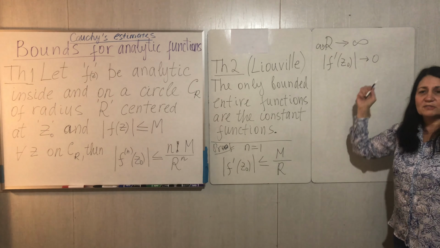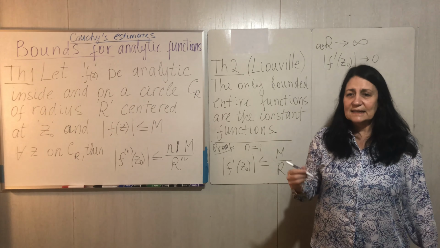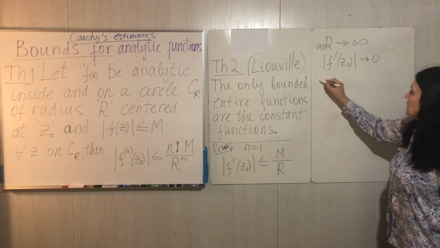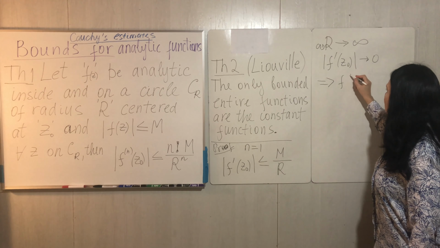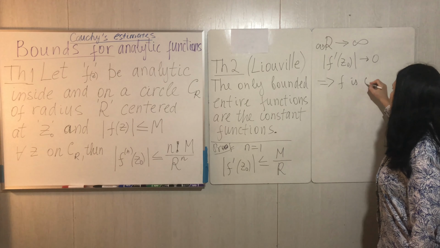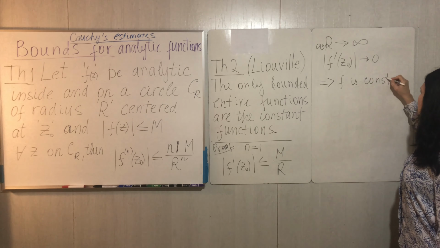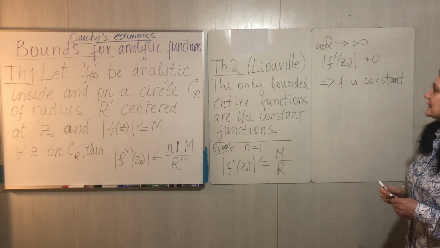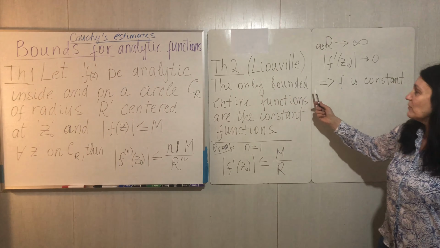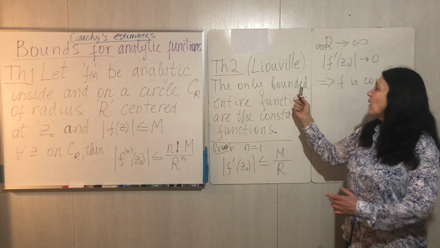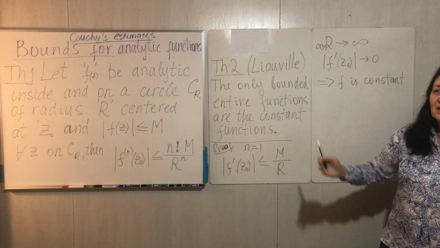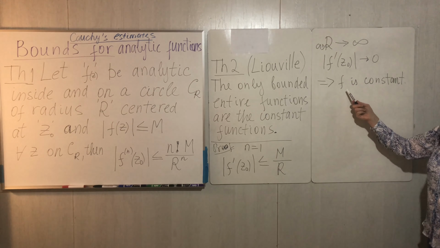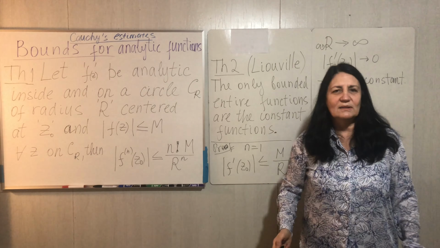And so what does it mean? The first derivative of our function is 0. That means that the function is constant. F is constant. So in other words, if we have a really well behaved function that is both bounded and entire everywhere, this case is extremely boring. Our function is just a constant, nothing but a constant.